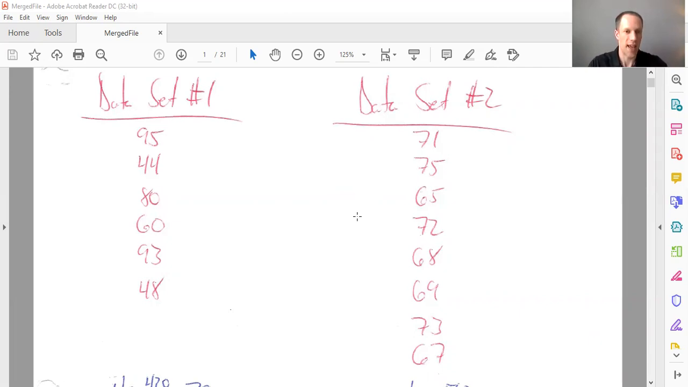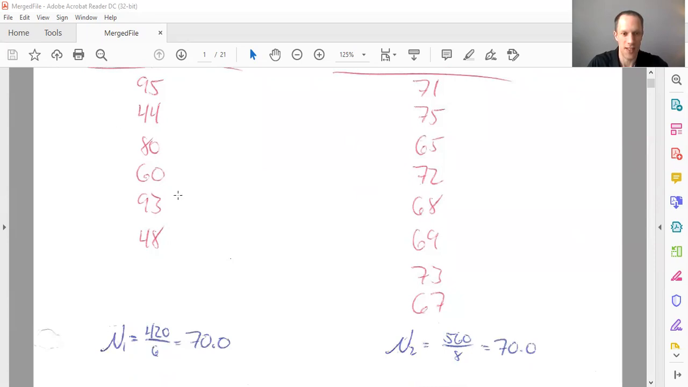You might also notice that the numbers in data set 1 are spread out, going from the 40s up to the 90s. Data set 2, the numbers are more clustered together, all in the 60s and 70s. Those are some differences between these two data sets. In terms of similarities, what's similar might not be as obvious as the differences, but if you were to calculate the mean for each of these data sets, you would find that they have the exact same means. In both cases, the mean for the data set is 70.